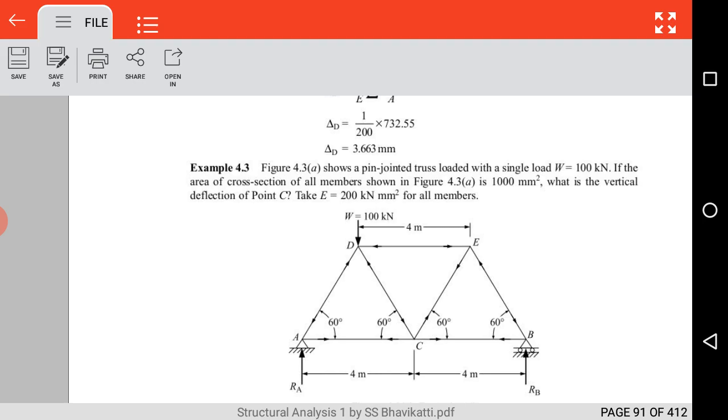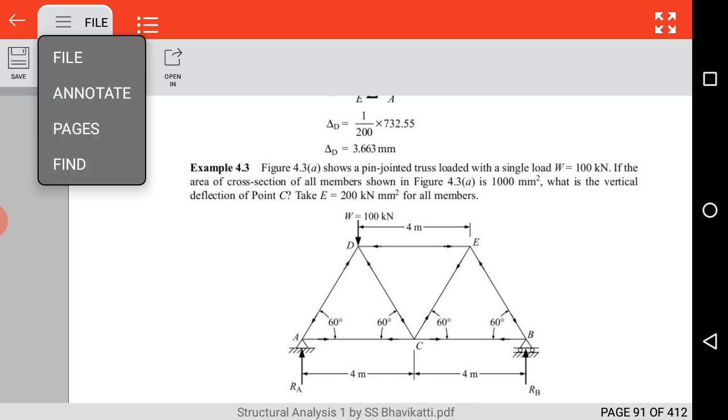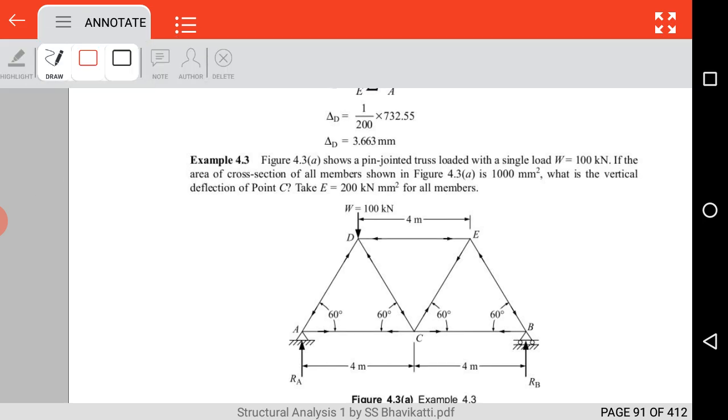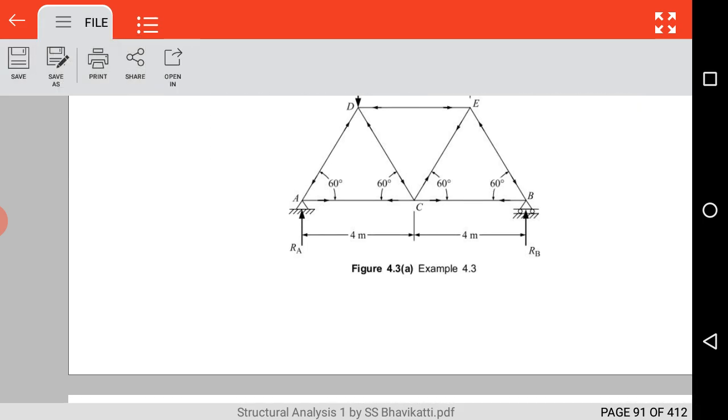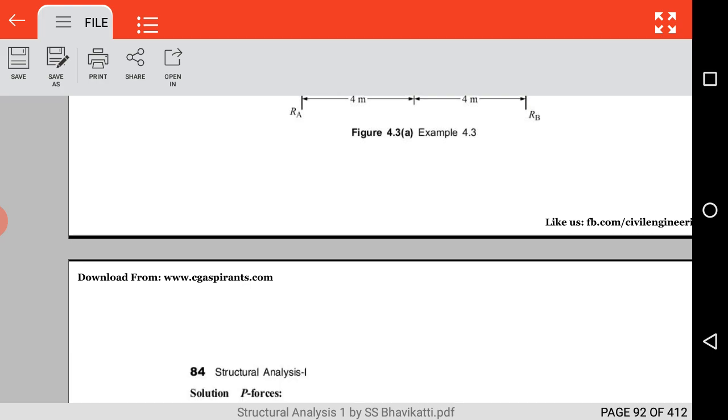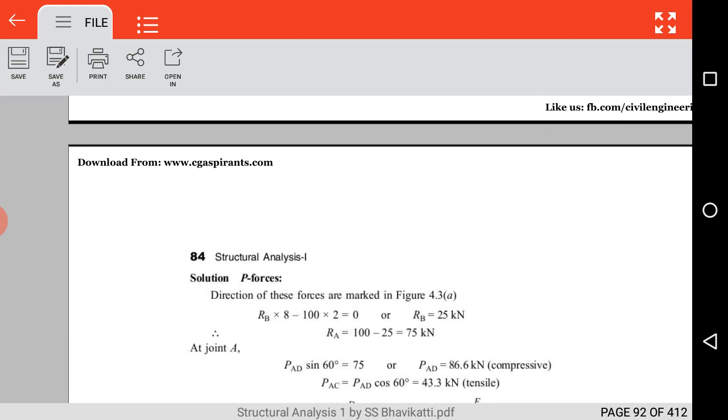So RA plus RB equals 100 kilonewton, and by taking our second equation, that is summation M equals 0, we calculate the reaction RB. So taking the moment at support A, RB into distance 8 gives us anti-clockwise, so minus RB into 8 plus 100 into 2, so this distance will be 2 meters. So solving this equation, we find that the reaction RB will be equal to 25 kilonewton and RA will be equal to 75 kilonewton.